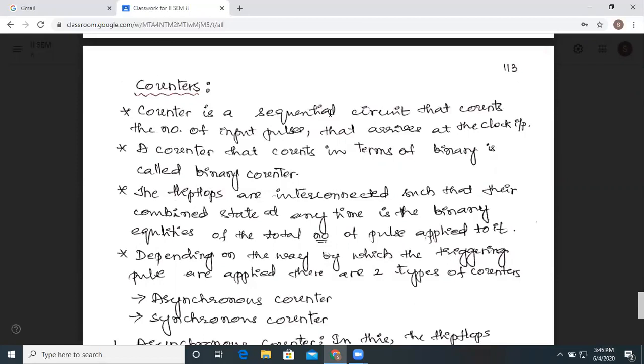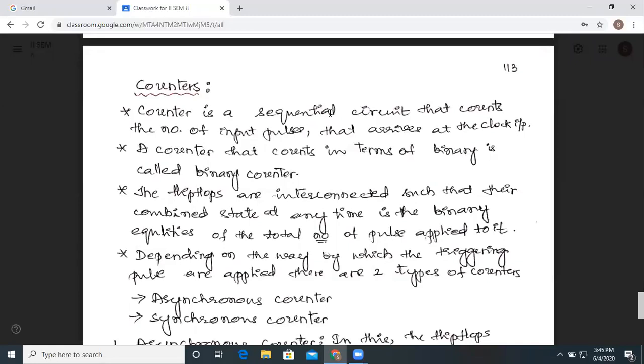Actually here we are using flip-flops, and these flip-flops will be interconnected in such a way that they are going to count the number of clock pulses that arrive at the clock input. Depending on how we trigger these flip-flops, which is called a triggering pulse, here the triggering pulse is nothing but the clock signal that we give.